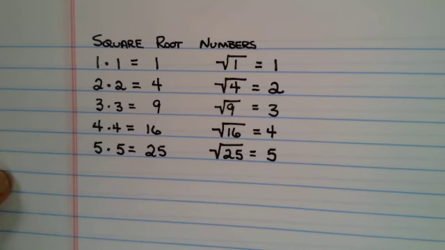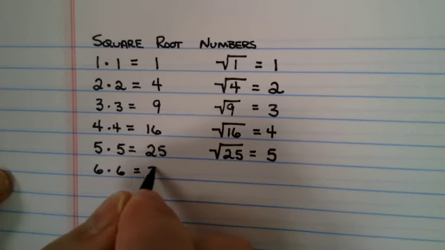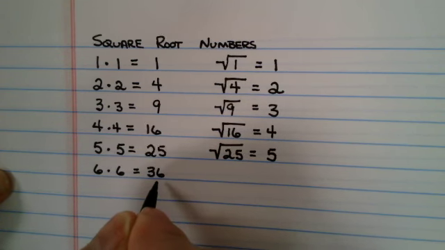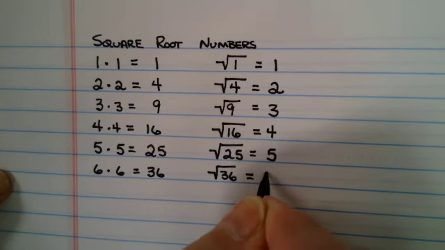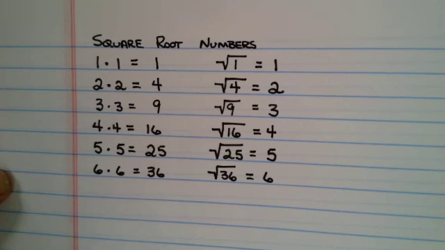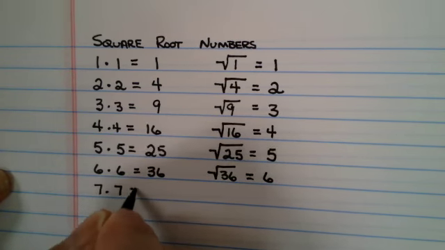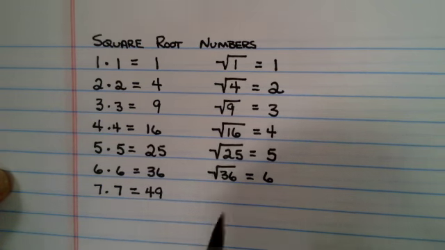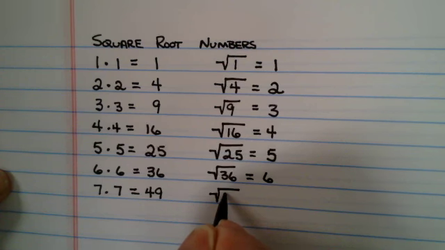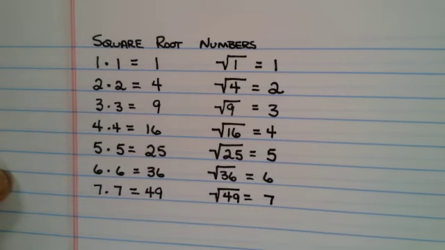6 times 6 is 36. 36 is a square. What is the square root of 36? It's 6, because 6 times 6 gives you 36. 7 times 7. What's 7 times 7? 49. What's the square root of 49? 7.